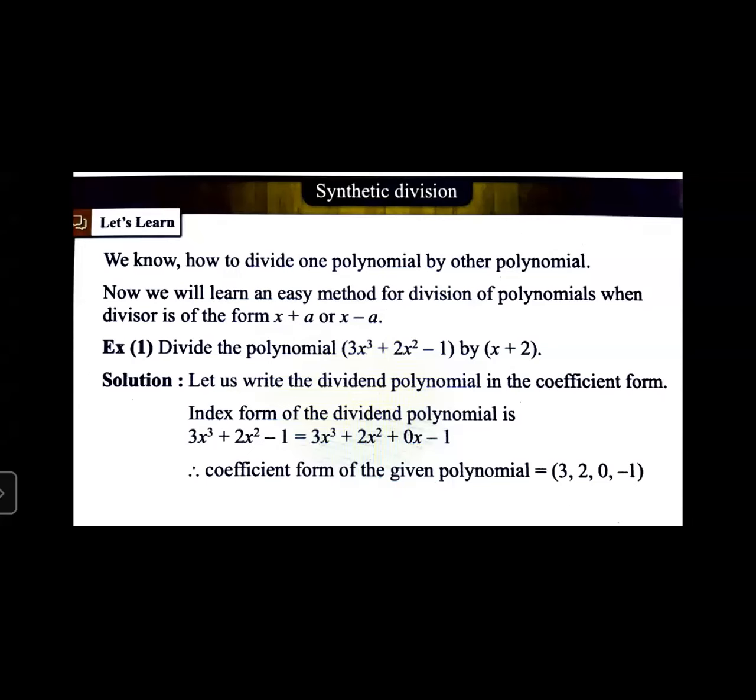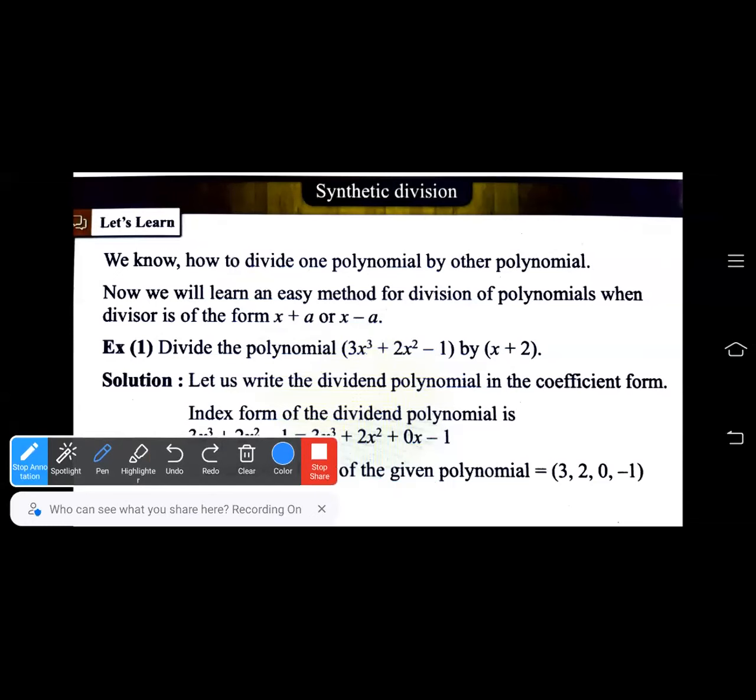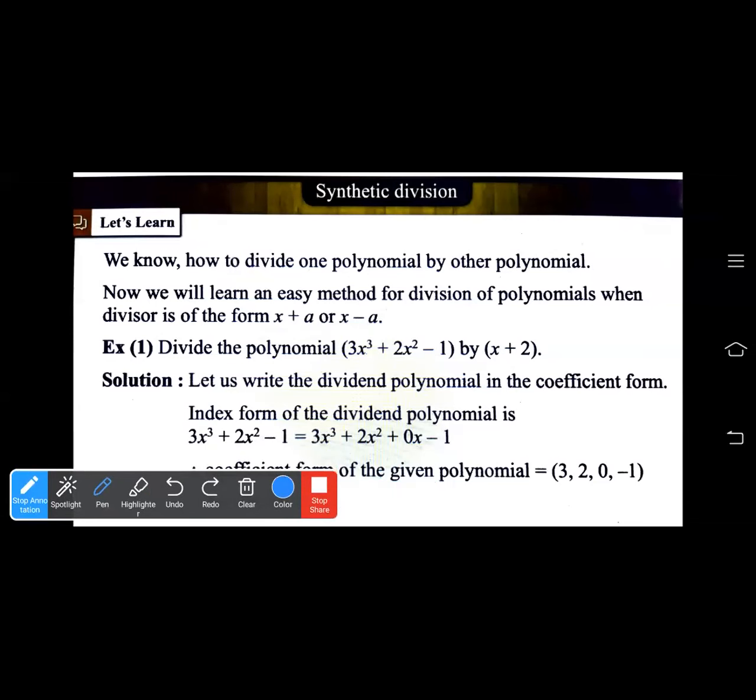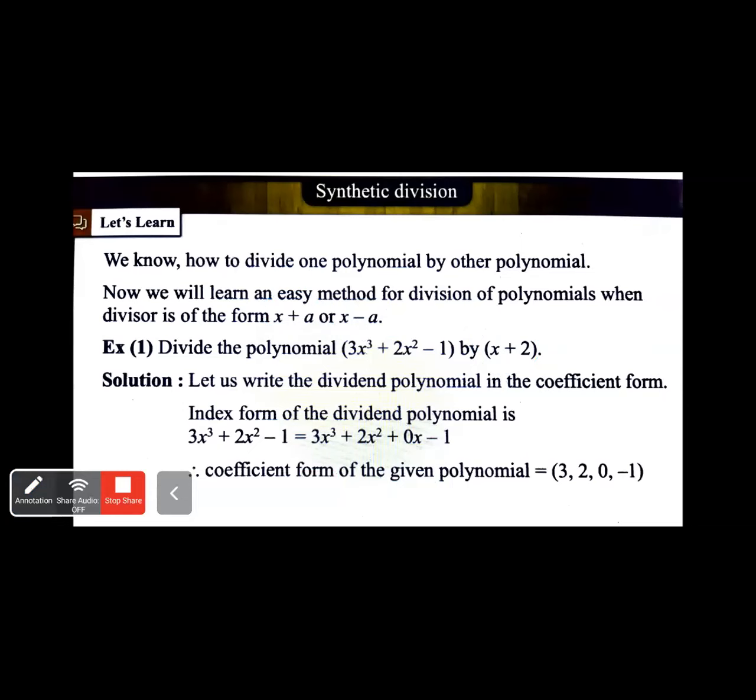Okay. So divide the polynomial. We'll take an example on page number 44. Divide the polynomial 3x cube plus 2x square minus 1 by x plus 2. Here you can see, as I told you, the divisor should be in the form of x plus a or x minus a. If it is x plus 2, then fine, you can use synthetic division. Synthetic division is only for this type of divisor. Let's start with the method.